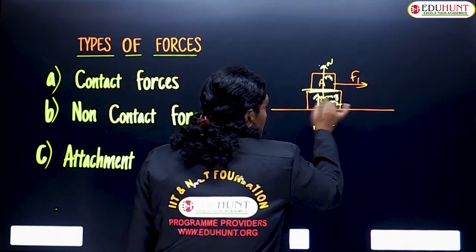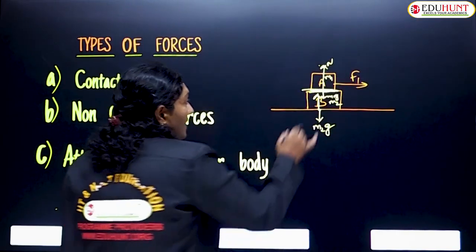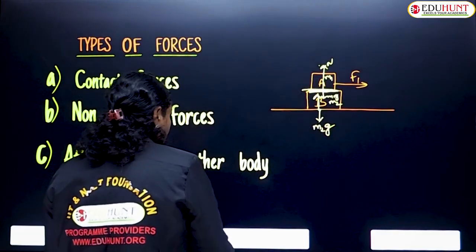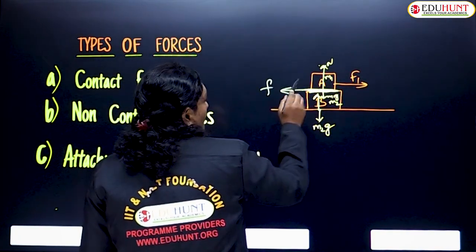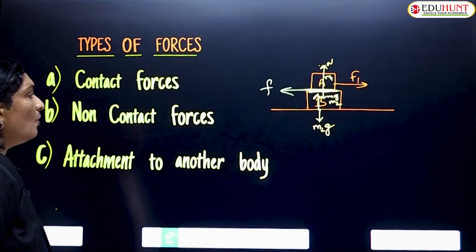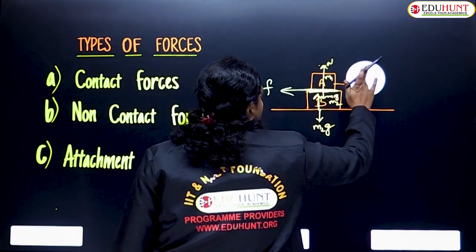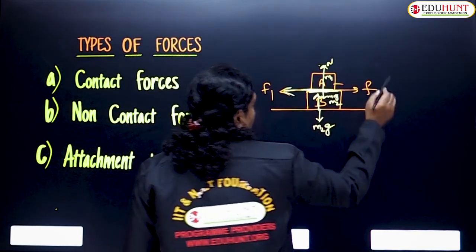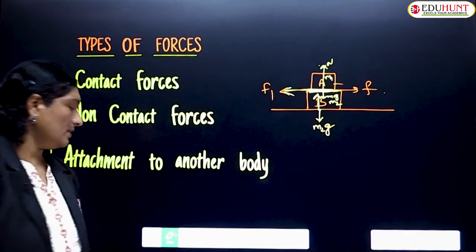So whenever you consider two different bodies in contact and a force is applied on any body, then in the area of the contacting surface there must be another force that comes into play, called the frictional force. This is the applied force and this must be the frictional force. The same will happen if the same force is applied here in this direction; then the frictional force will act in the opposite direction. So these are examples of contact forces.